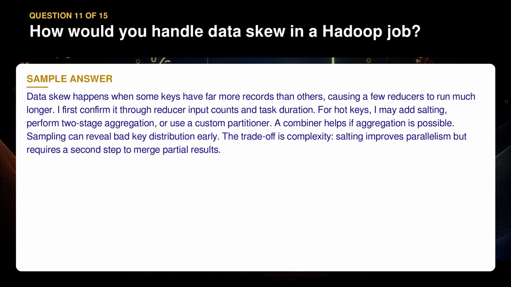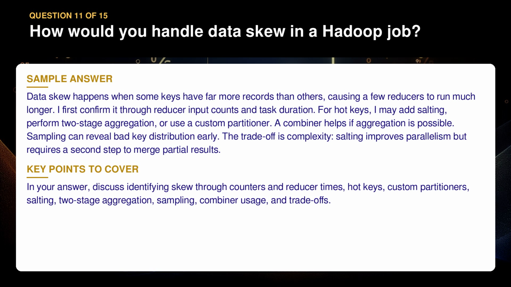The trade-off is complexity. Salting improves parallelism, but requires a second step to merge partial results. In your answer, discuss identifying skew through counters and reducer times, hot keys, custom partitioners, salting, two-stage aggregation, sampling, combiner usage, and trade-offs.